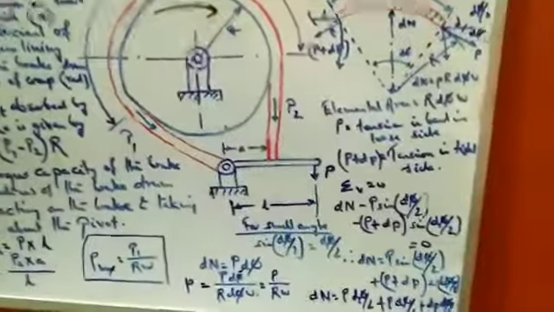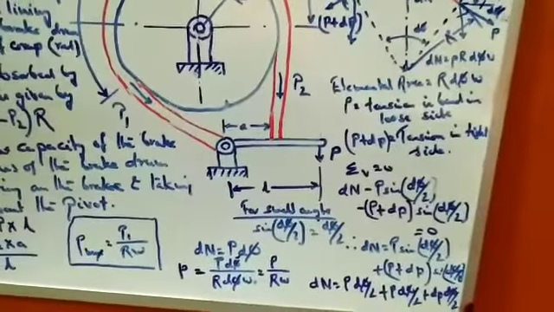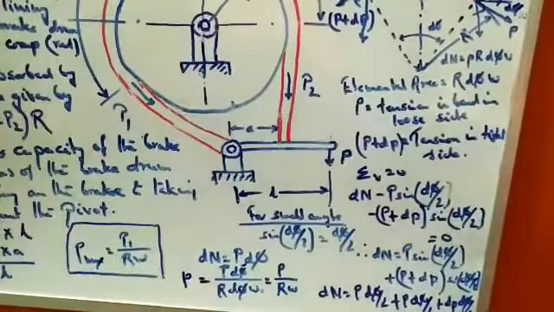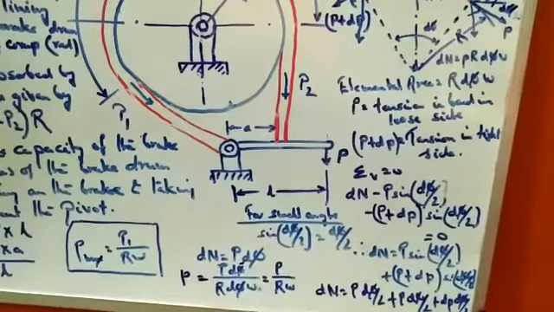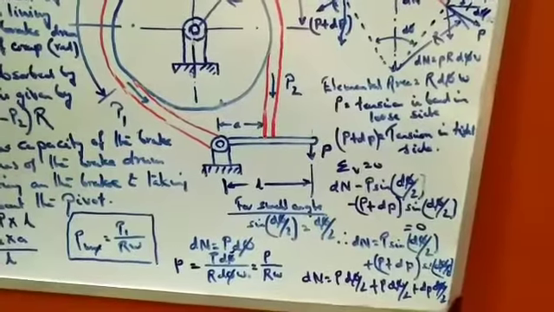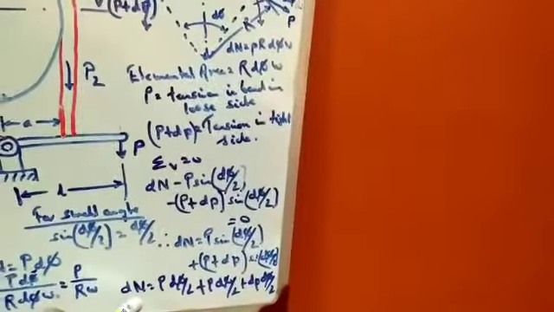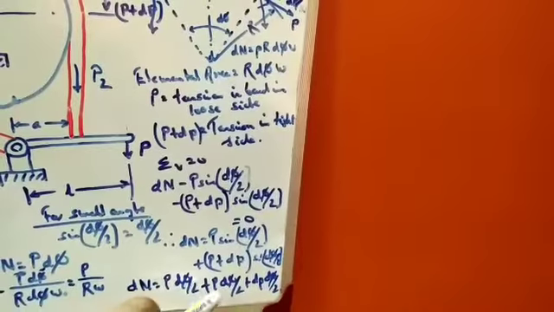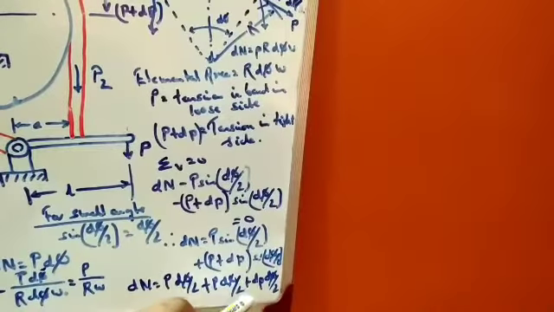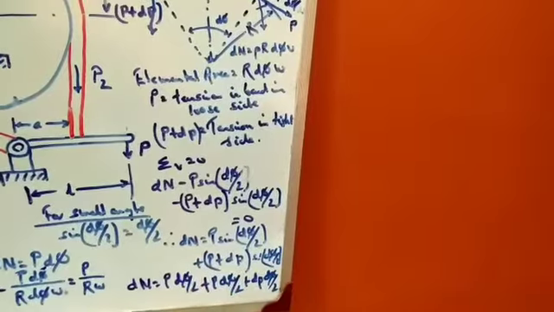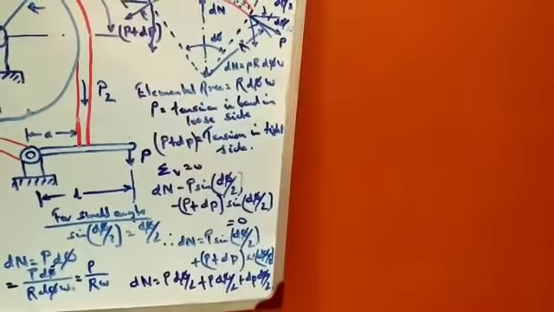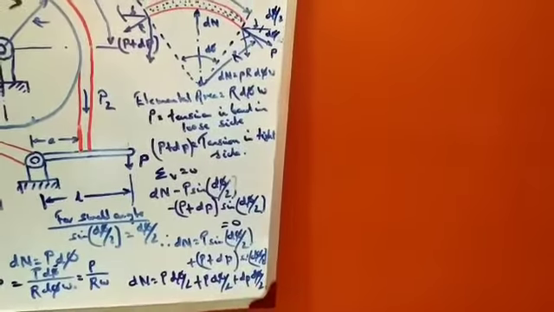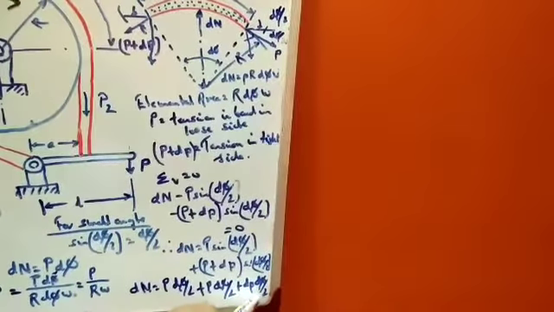Now for a very small angle, we know that the angle subtended is very small, so sin d phi can be assumed to be d phi by 2. If we put this over here, what do we get? We get dn equals P d phi by 2 plus P d phi by 2, plus dP into d phi by 2. Now this component, dP into d phi by 2, is very small, so we omit it.